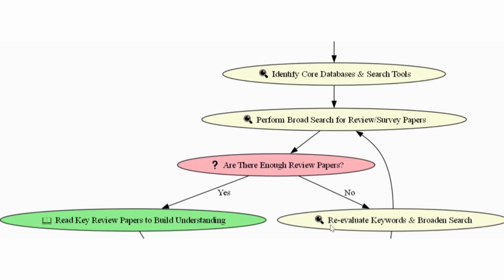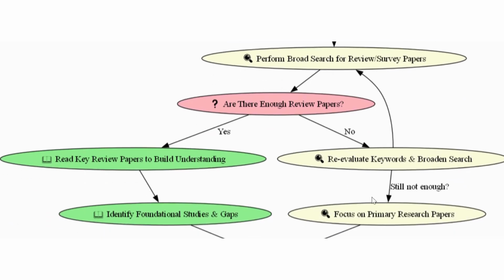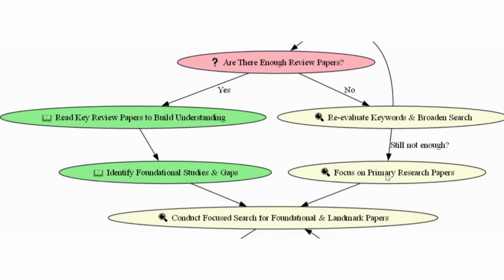If there aren't enough, broaden your search scope by revisiting your keywords and exploring adjacent areas. If you still don't find enough, it means your field is not mature enough. Now you have to focus on the primary research papers directly.